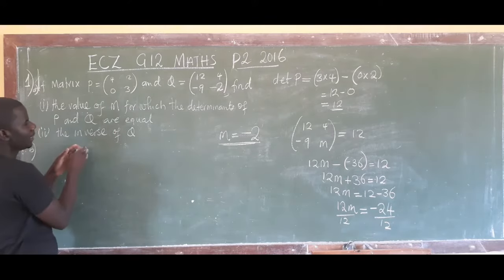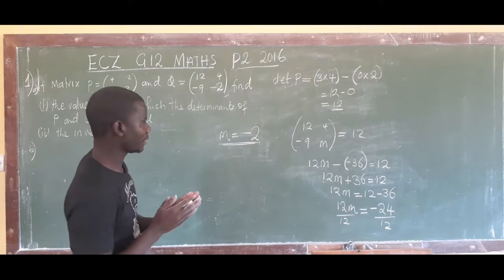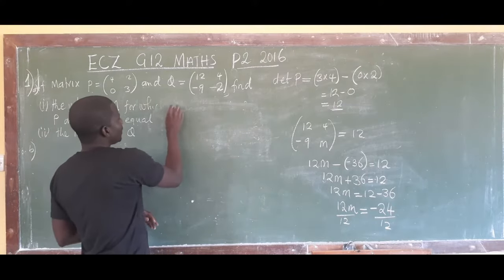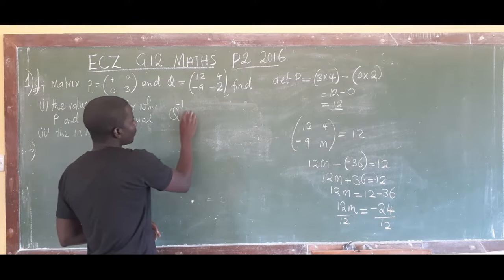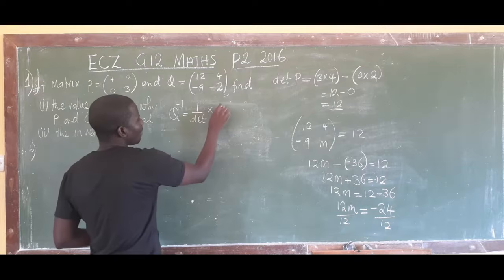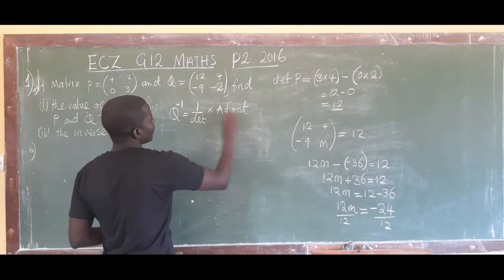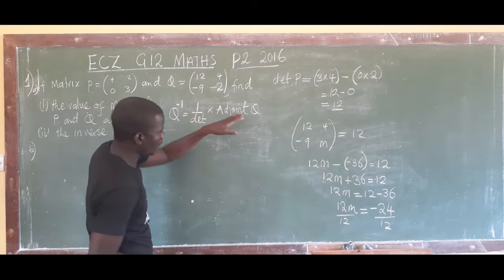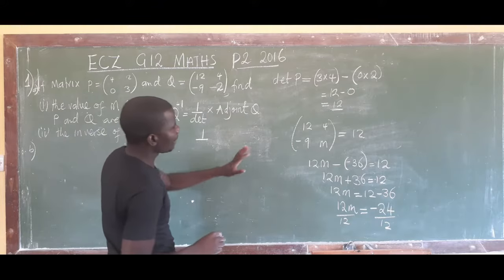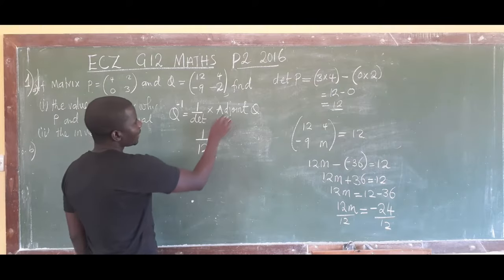The next question is to find the inverse of this matrix. I'm sure you know that. So Q inverse is equal to 1 over the determinant of this matrix, then we multiply by the adjoint of the same matrix, which is Q. So 1 over, what was our determinant? The determinant is 12. What is the adjoint now?